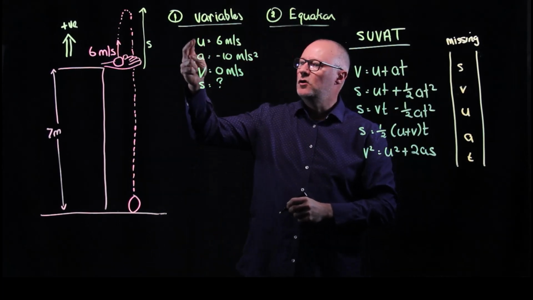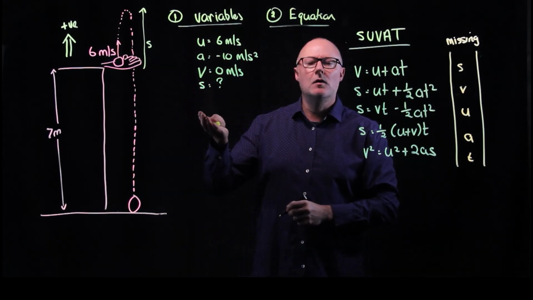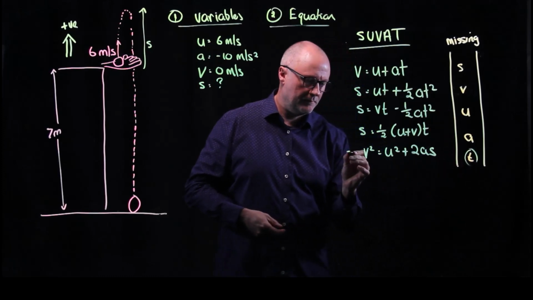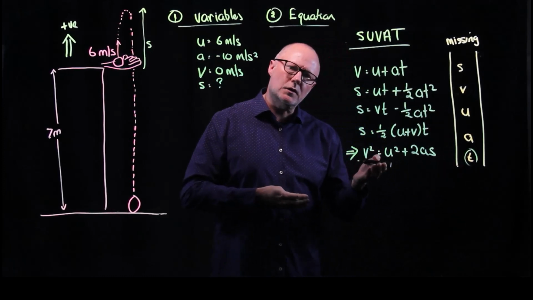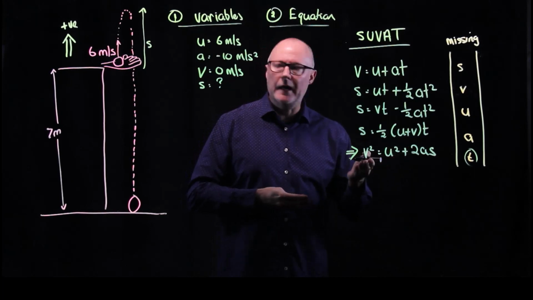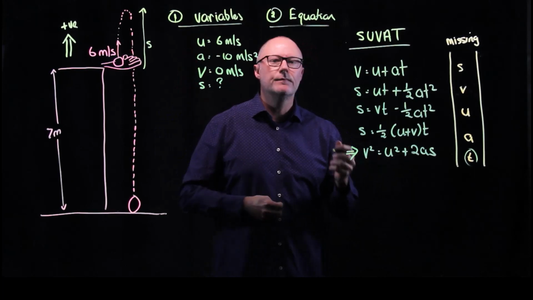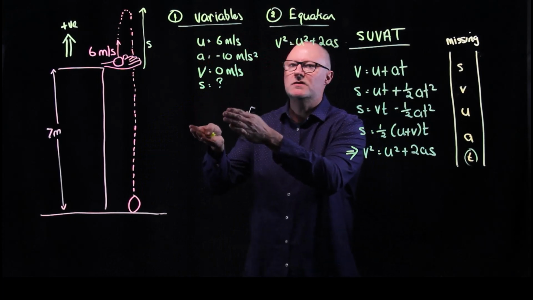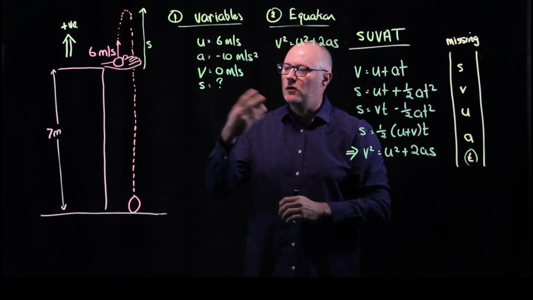So we have u, a, v and s. The one variable that's missing is t. So we'll use this equation. It's the only equation that has a u, a, v and an s. The third and final step is simply to substitute those values into the equation and solve for the unknown value for displacement.